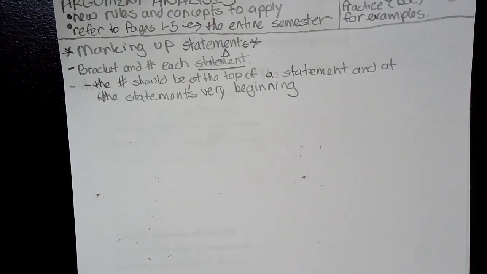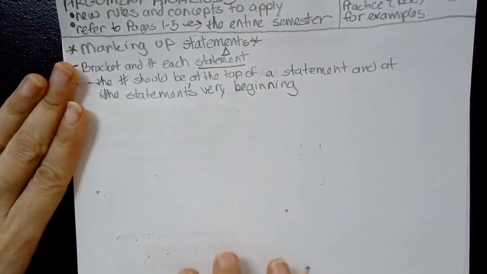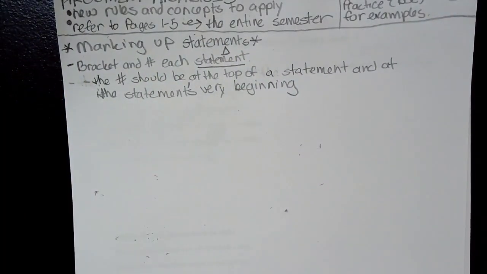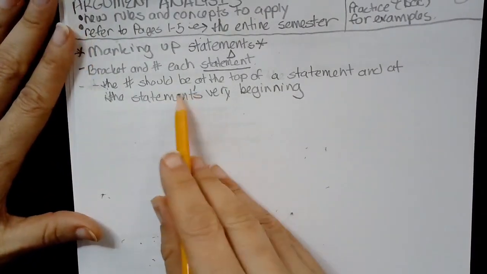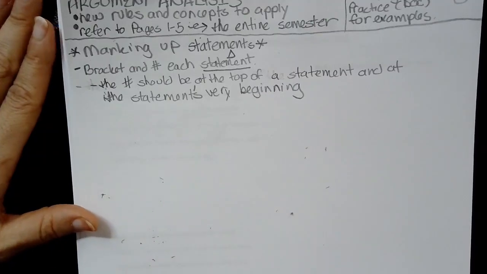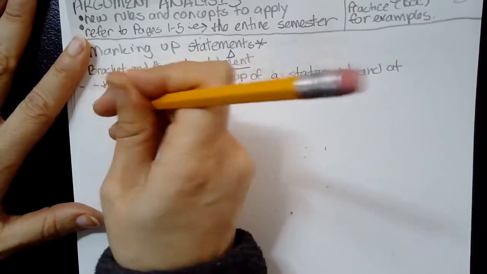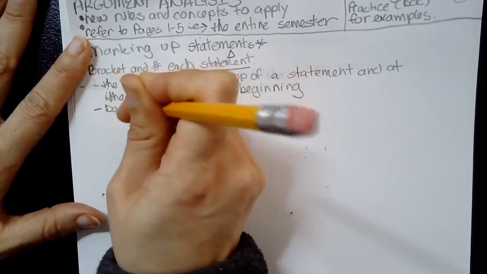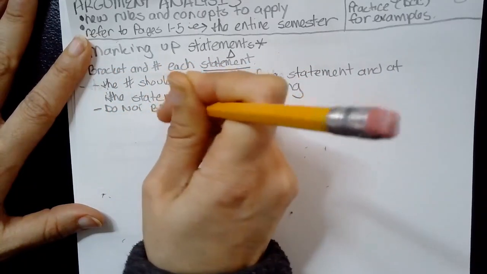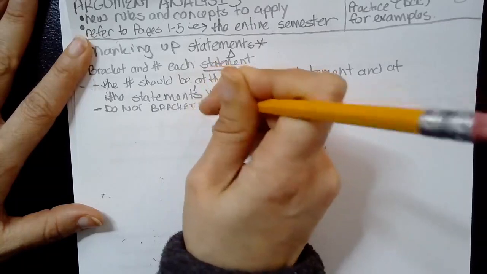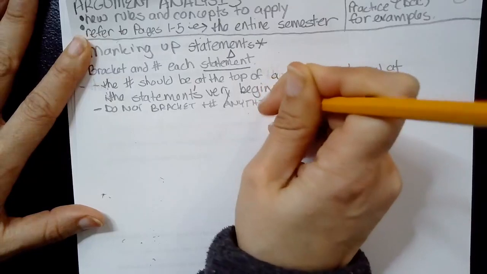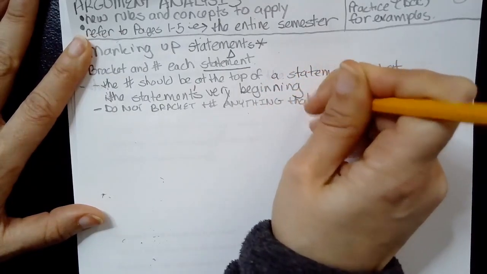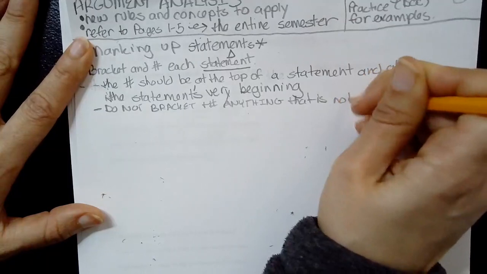But I also am very strict about making sure you mark up your arguments exactly as outlined in the notes. So you wouldn't get credit for that if you put the number at the middle or the end of a statement or if you put it below. Okay. All right. So do not bracket and number anything that is not a statement.